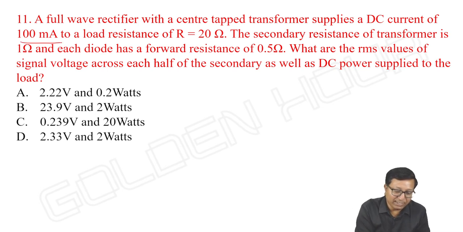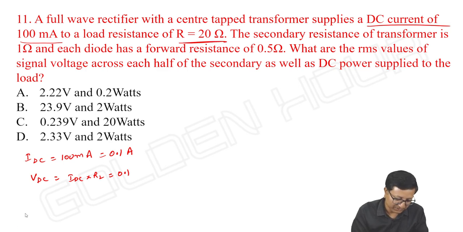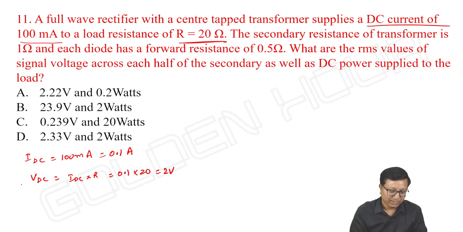So here IDC is given, DC current 100 milliamperes, or I can even write 0.1 ampere. Okay, then we can write VDC. VDC is equal to IDC into RL. It is 0.1 into load resistance. Instead of RL, let me write R, just following the notation in the problem. It is into 20. It is equal to 2 volts. It is VDC across the load resistor. We are well aware.